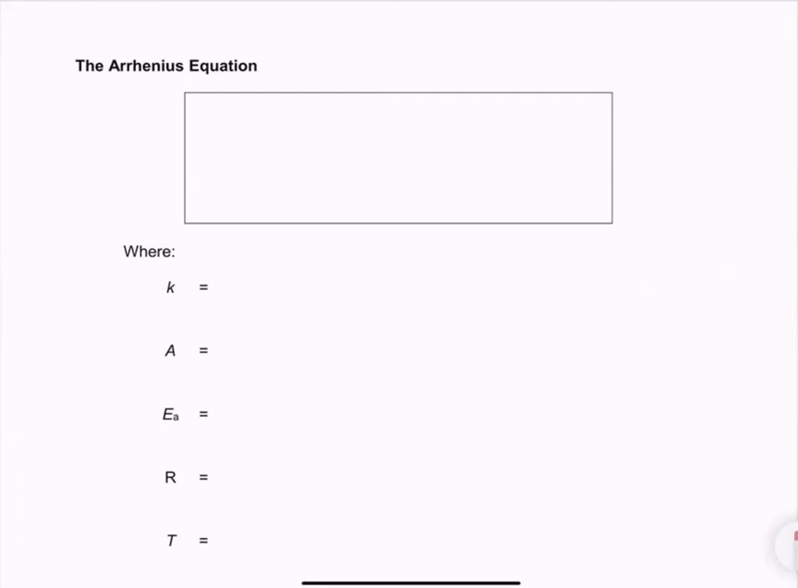In this video we're going to introduce and just start to use the Arrhenius equation. Remember that the Arrhenius equation links the rate constant K to the temperature T in Kelvin. It goes like this: the rate constant K equals A, which is a constant, times the exponential function to the power minus EA over RT.